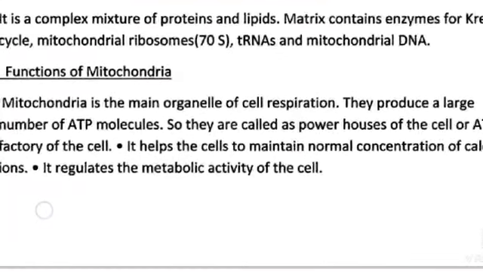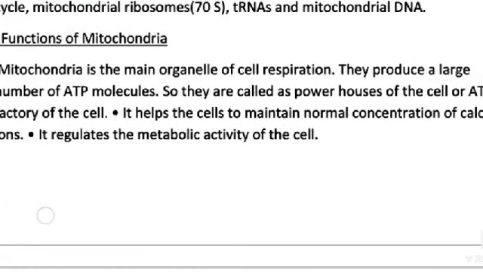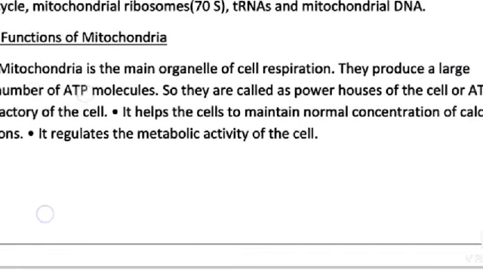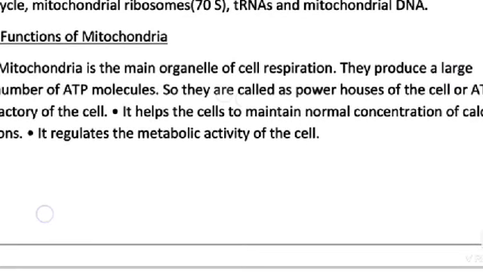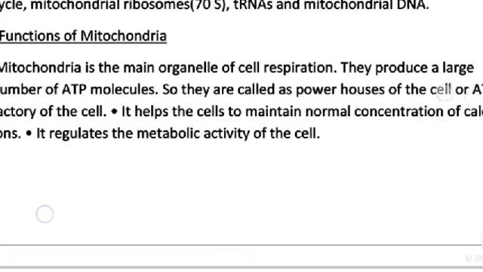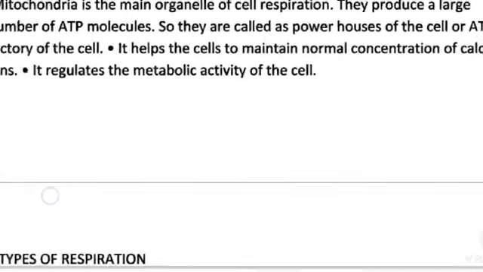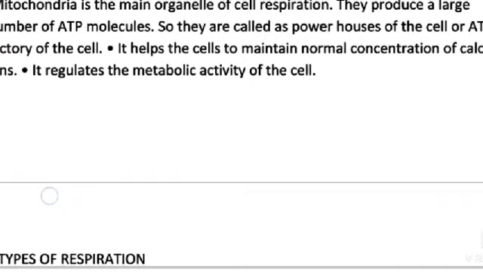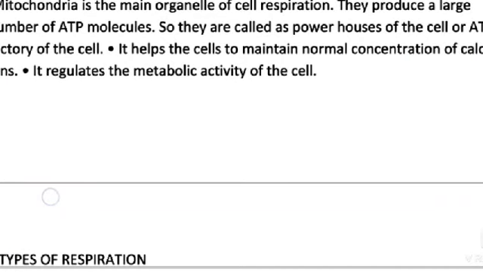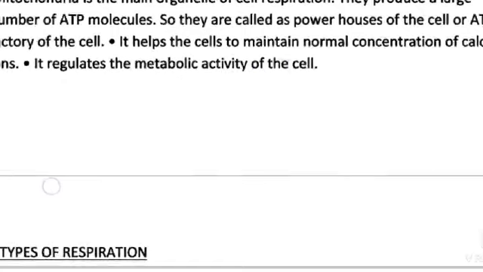Function of mitochondria. Mitochondria are the main organelles of cell respiration. They produce a large number of ATP molecules, so they are called the powerhouse of the cell or the ATP factory of the cell. It helps the cell to maintain a normal concentration of calcium ions. It regulates the metabolic activity of the cell.